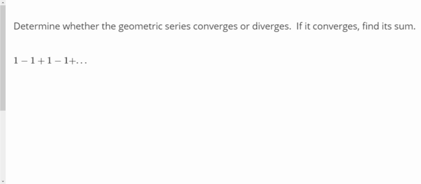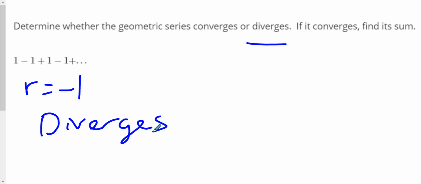All right. So now we need to decide if this converges or diverges. As you take a look at this, you'll notice that it goes back and forth: 1, negative 1, 1, negative 1. That means we're multiplying by negative 1. And if you recall, we have to have an R value that is less than 1 and greater than negative 1 if we're going to have convergence. So if it's 1 or greater, it diverges, and that's what we have. It diverges because it's just going back and forth. If it's 1 or greater or negative 1 or less, it's going to be that divergent situation. And then, of course, we wouldn't have a sum because it's going on forever like that.